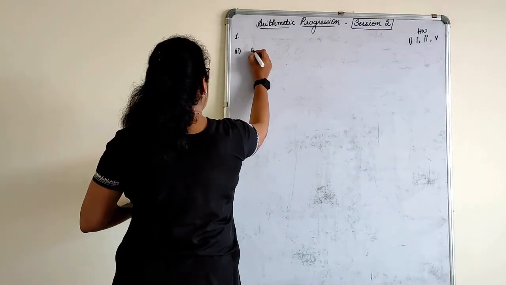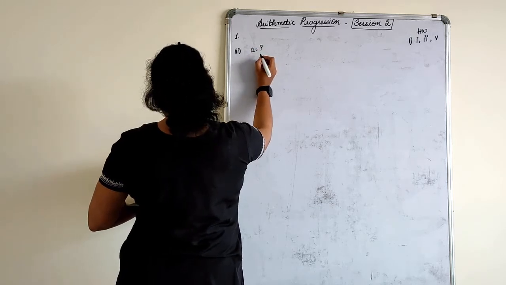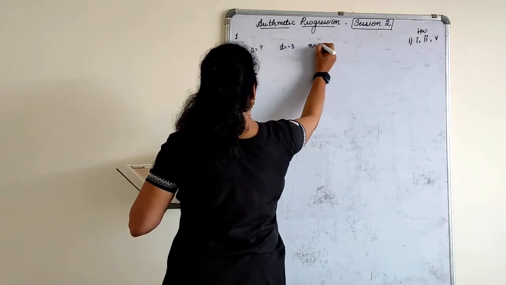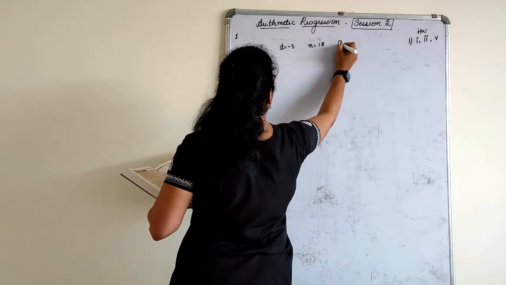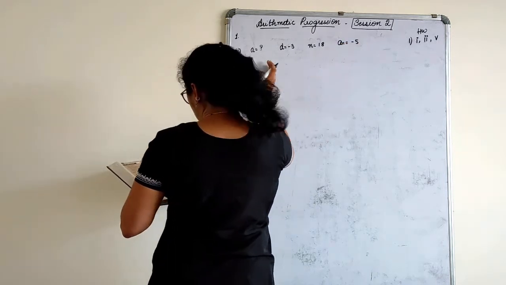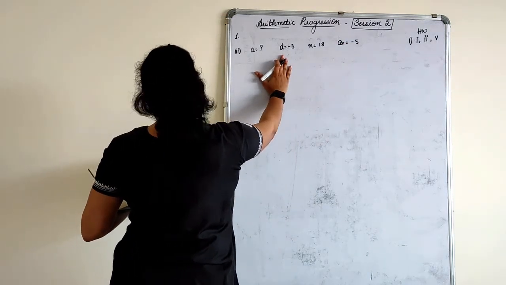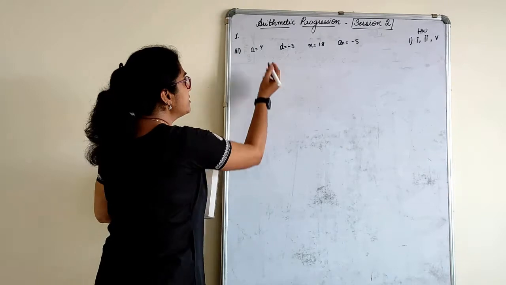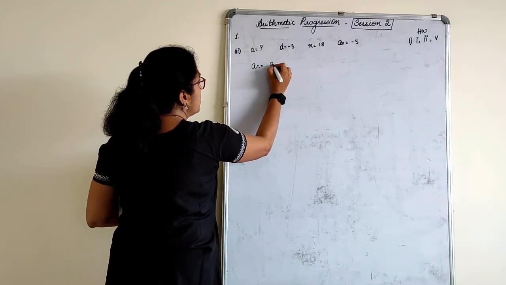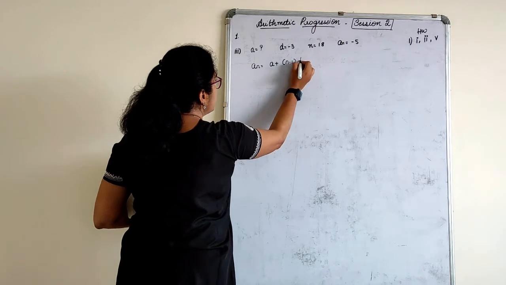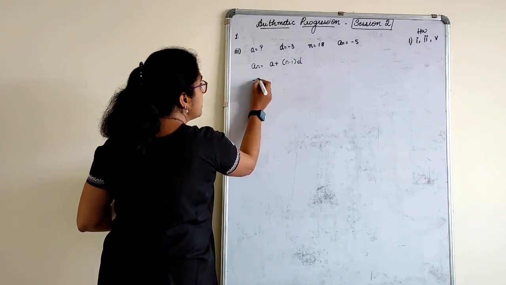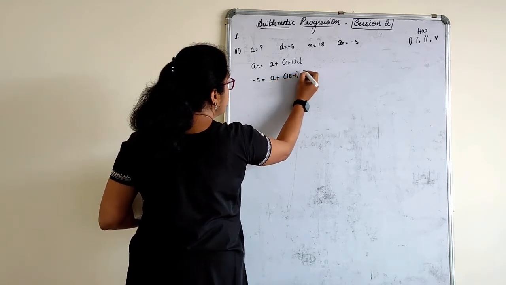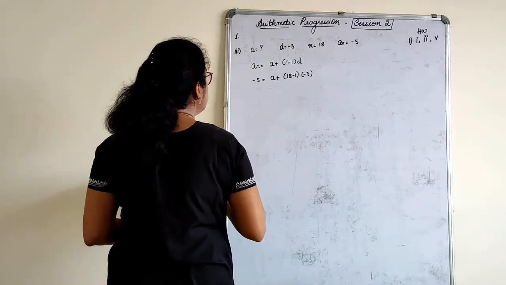So in the third one, a is not given, right? We'll put a is equal to question mark. Common difference is minus 3. Number of terms is 18 and an is minus 5. So a we have to find out. Apply the formula directly. So what's the formula? an is equal to a plus (n minus 1) d, where an is minus 5, a we have to find, n is 18, minus 1, of minus 3.